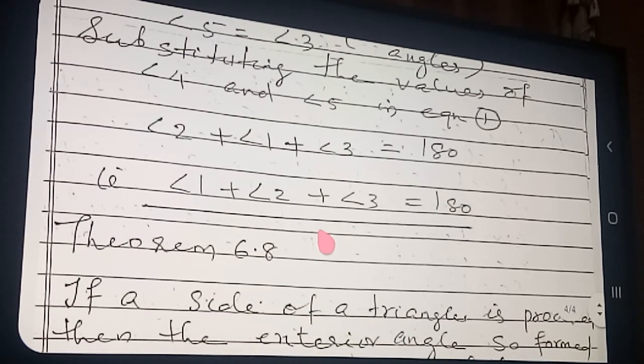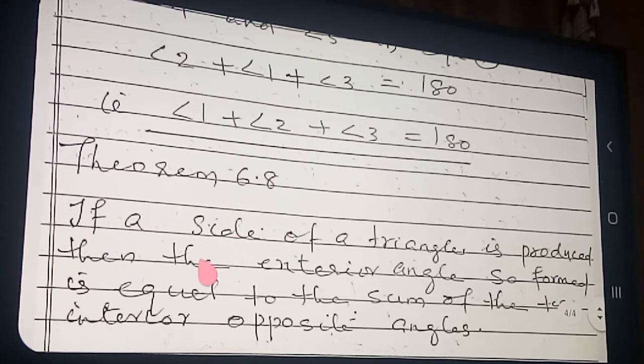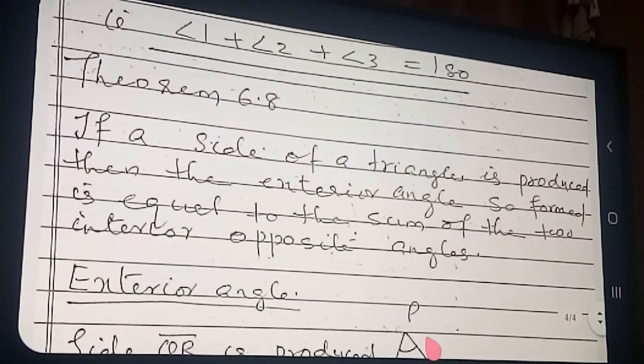Now we are going to explain one more theorem, theorem number 6.8. Before explaining theorem number 6.8, you want to know what is meant by the exterior angle of a triangle and what the interior opposite angles are. So I have drawn that down. See here.